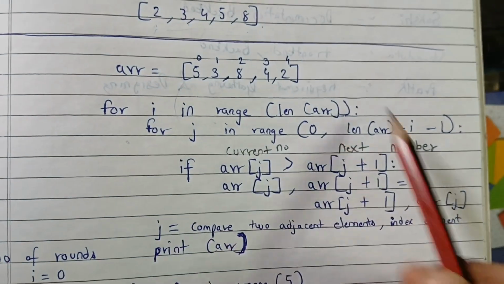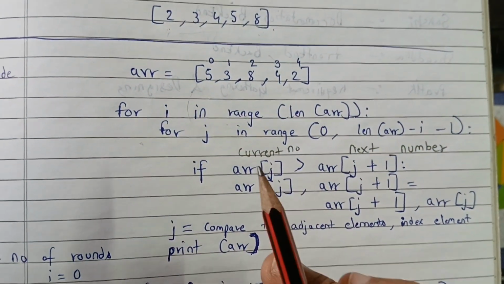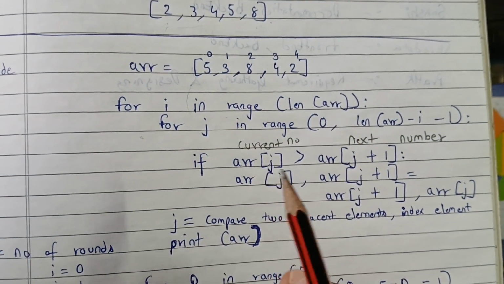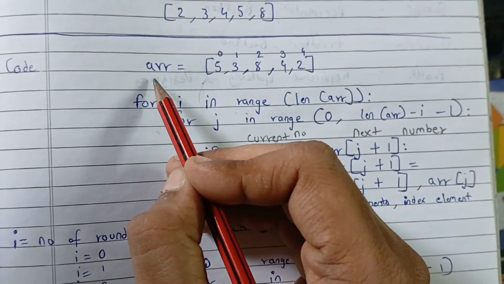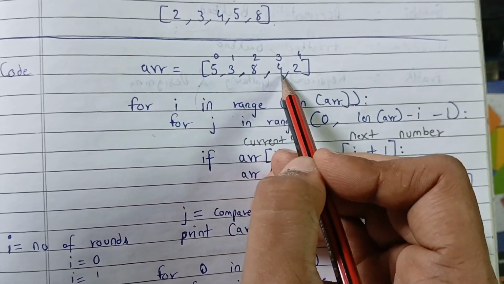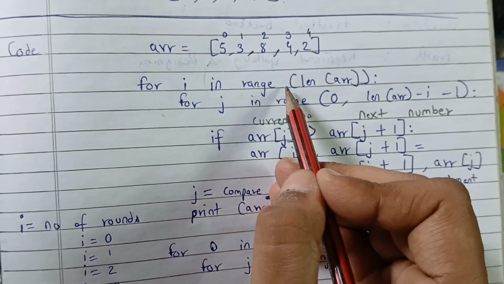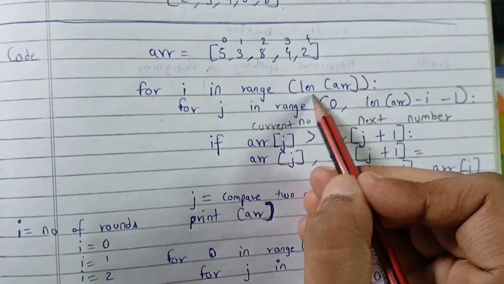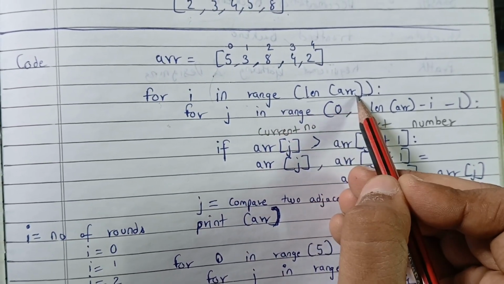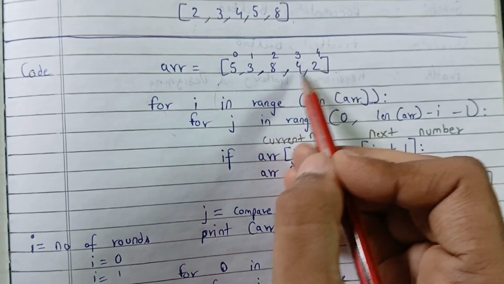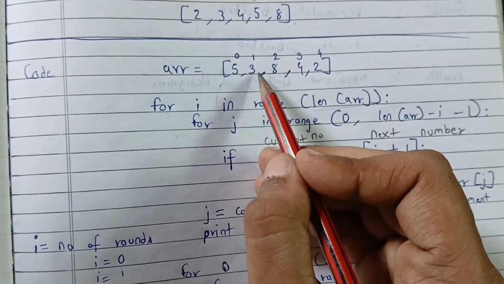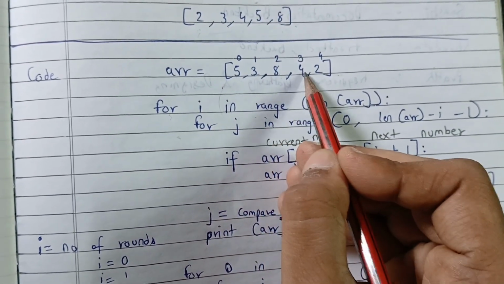So this is how bubble sort is done, by comparing two adjacent elements and shuffling the smallest element to the front while keeping the largest element in the last. This is the code of bubble sort, but most people don't know how the code works. For example, we have been given an array of 5, 3, 8, 4, 2. Now here a statement is written: for i in range len array. What does this mean? Length of array is nothing but the array length.